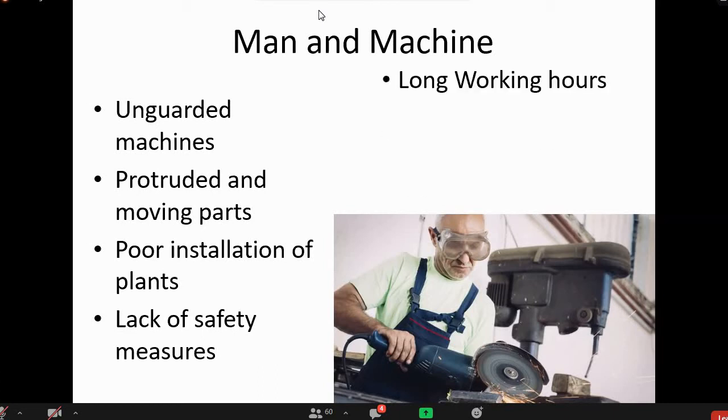We should take care that there shouldn't be long working hours. I mean, it should not be there in any case, but when we're talking about man and machine, it is going to be very dangerous. For example, if the machine does not have the right kind of installation, and if you have been working for long hours, and if you're sleepy, and you do not have the right kind of posture, of course it is going to affect, right?